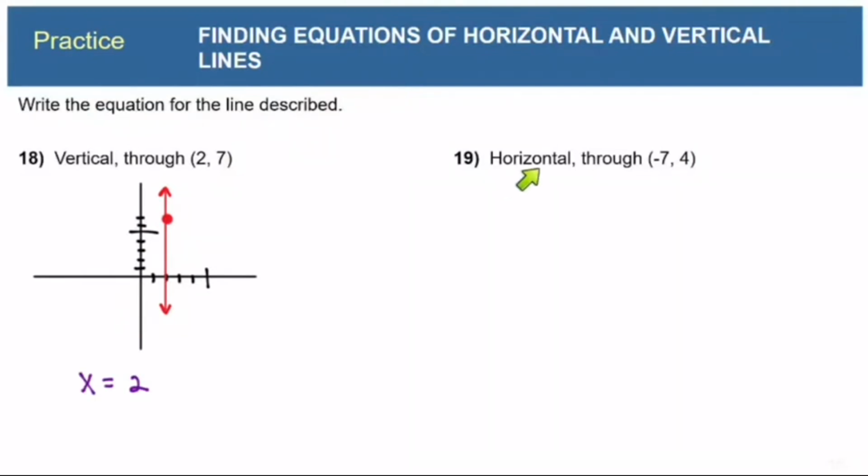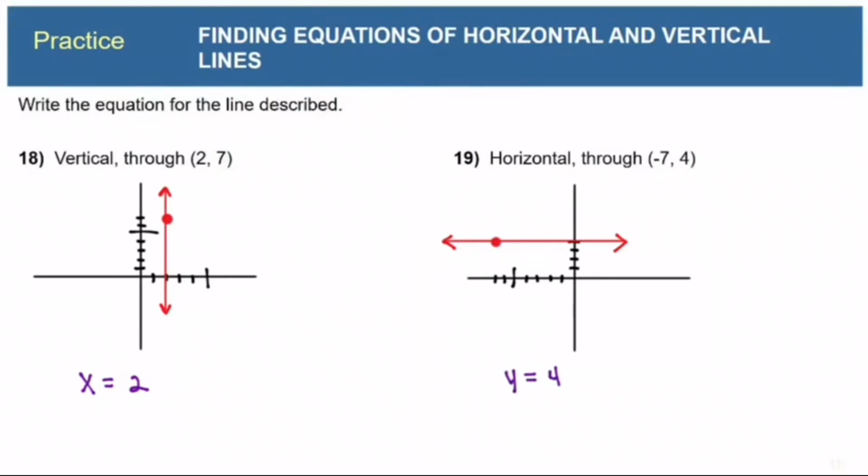And let's write the equation of a horizontal line that goes through negative 7, 4. Okay, so again, I want a sketch. Negative 7, 4 would be about here, and a horizontal line would go this way. And when I look at that horizontal line, I can see that all of these points have the same y value. So now I know that I can write y equals 4.